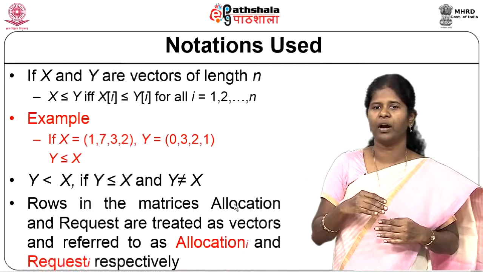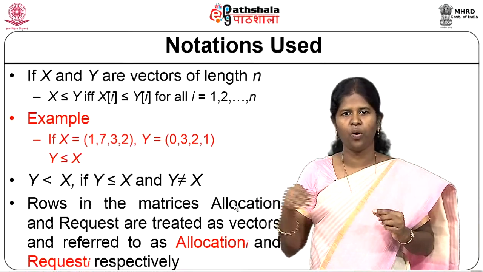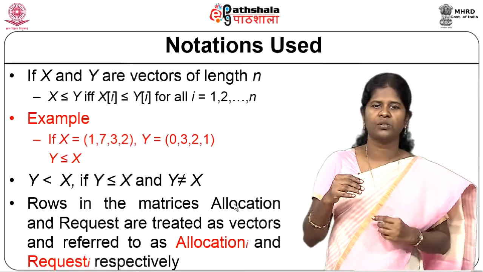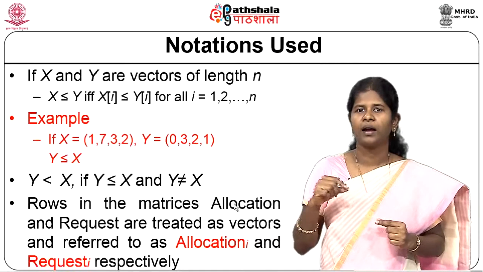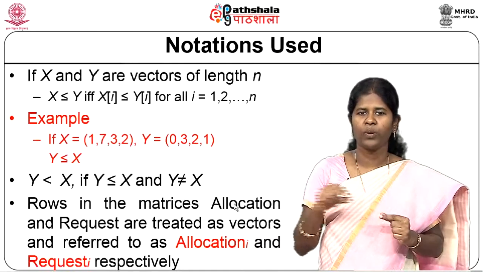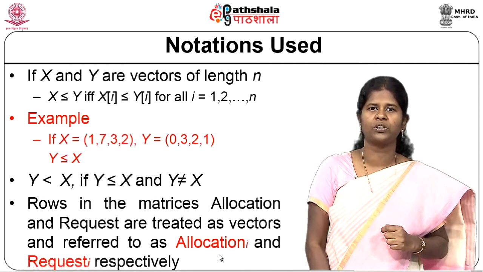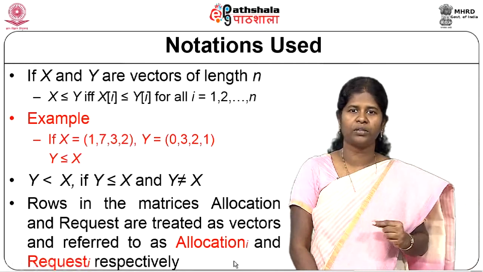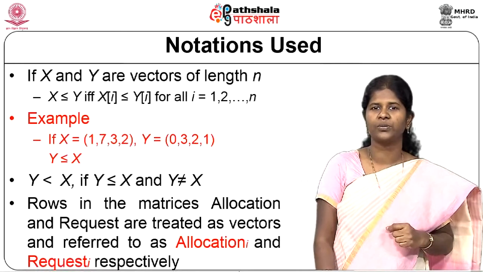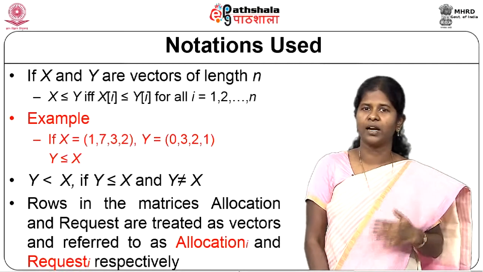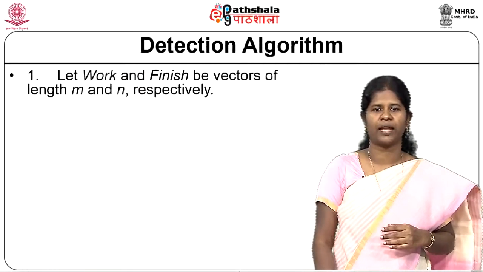Here each row in the matrices allocation and request is again treated as a vector. The row in the allocation matrix is denoted as Allocation i, and the row in the request matrix is denoted as Request i. Allocation i corresponds to the resources allocated to process Pi. Request i corresponds to the resources requested by process Pi. Now let's see how this detection algorithm works.